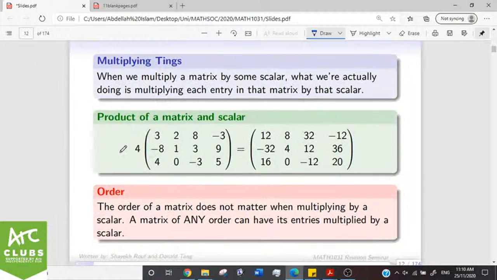We can also define multiplying a matrix by a scalar. So here we have a 3 by 4 matrix, and we have this scalar 4, and we are multiplying 4 to this 3 by 4 matrix. What this means is we're going to multiply every single term inside of this matrix by 4. So we're going to do 3 times 4, 2 times 4, and so on, minus 8 times 4, 4 times 4, and so on. And this is what we end up with. So every term's been multiplied by 4.